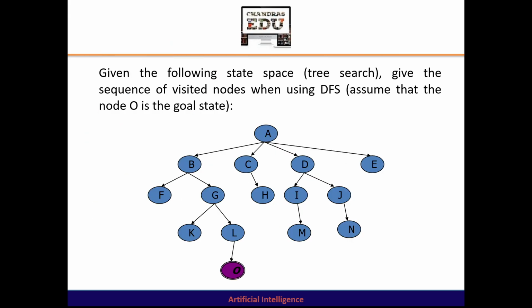Next we will see one more example. Here the example is a state space or tree search. Give the sequence of visited nodes when doing DFS, assuming node O is the goal state. Initially we have the state A, which is the initial state, and the final state is node O, which is the goal state. There are different paths, so we need to check each path using the DFS technique and find the solution, that is the goal state.